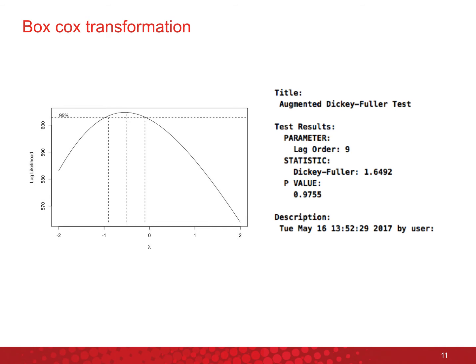The Box-Cox transformation was applied on the data. After the transformation, the Dickey-Fuller test was performed on the transformed data again. The p-value was still high, suggesting that the transformed data is still not stationary.